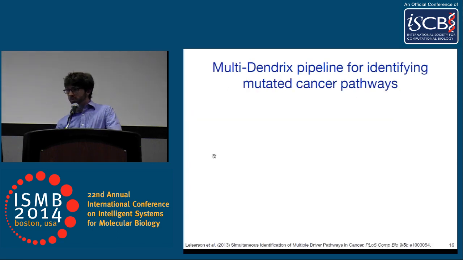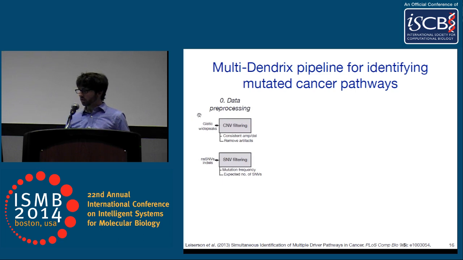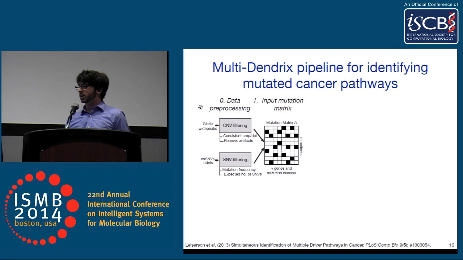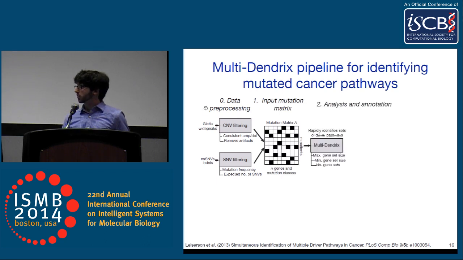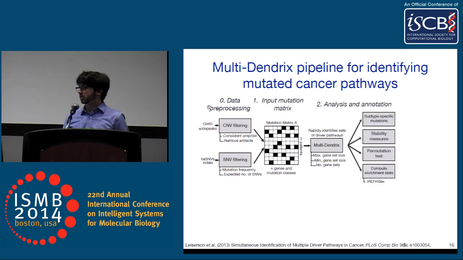When we published Multi-Dendrix, we published it as part of a pipeline for identifying mutated cancer pathways. We didn't want to just have the output and then have potential users have to figure out how to analyze and annotate it. So I'm briefly going to describe the pipeline. I don't have time to go into the details of all the methods. The input to the pipeline comes from the mutation data: copy number variants, single nucleotide variants, and possibly other mutations that are filtered and combined into a binary mutation matrix. We then run Multi-Dendrix on this mutation matrix, and we perform 4 different types of analysis.